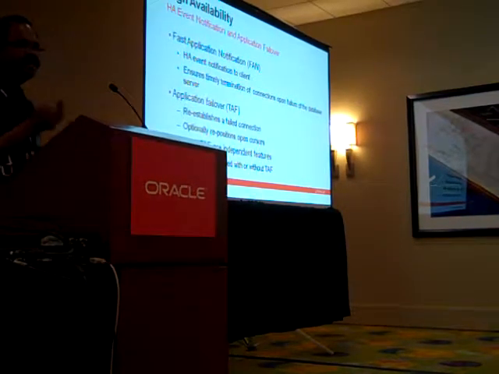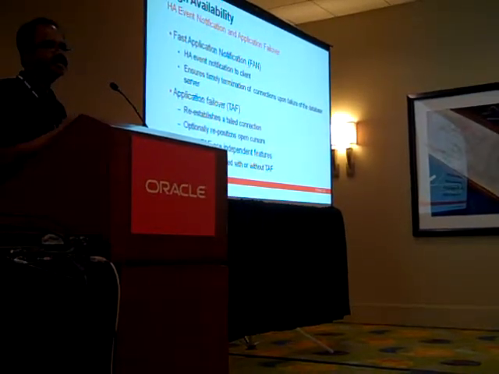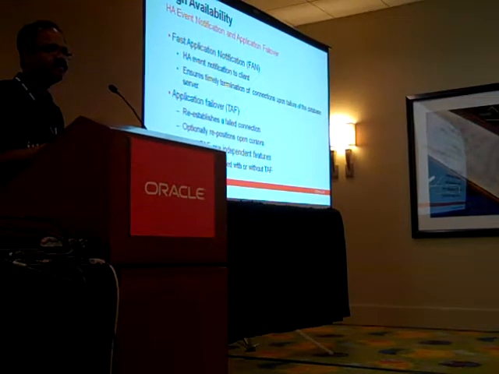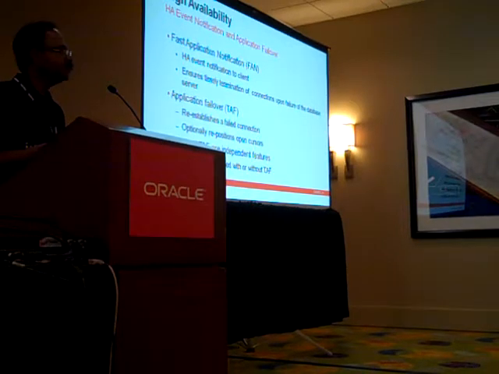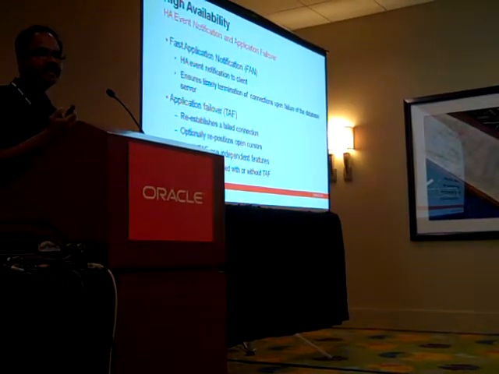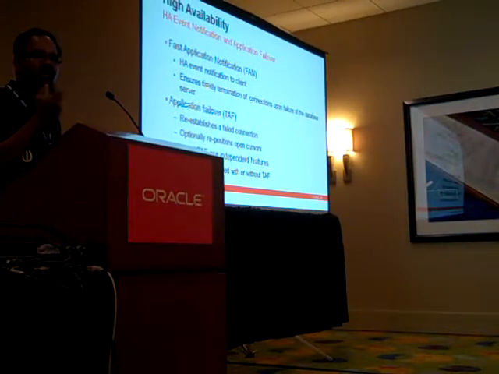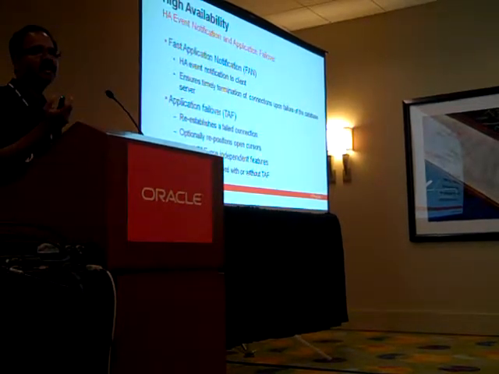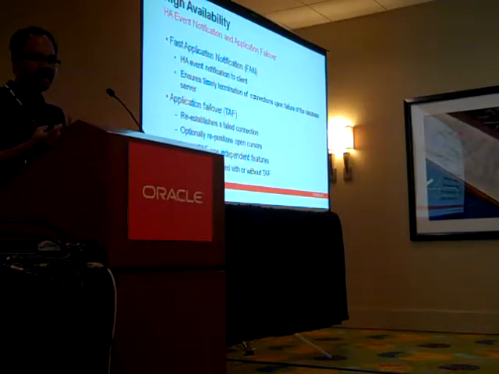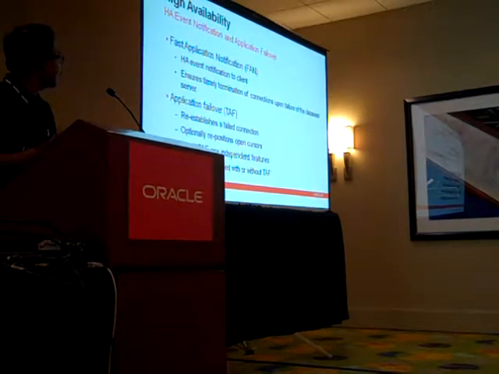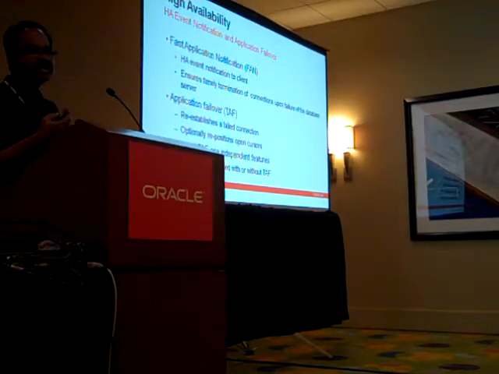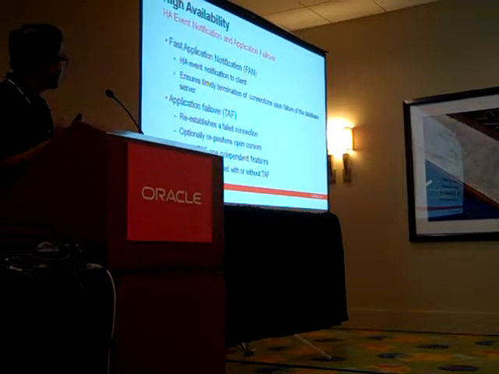So for high availability, we already have these features in 11g, the Fast Application Notification feature, which allows you to get an asynchronous notification if your node dies or the network has gone down. Even if you have a different connection to a different network, you can get back that notification. So this is an asynchronous fast application notification mechanism.